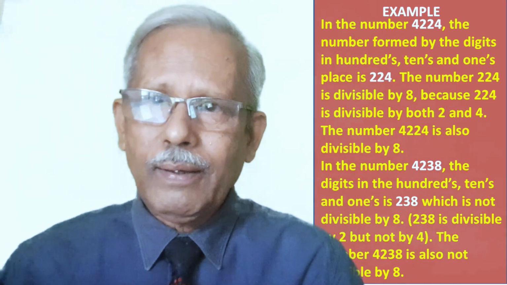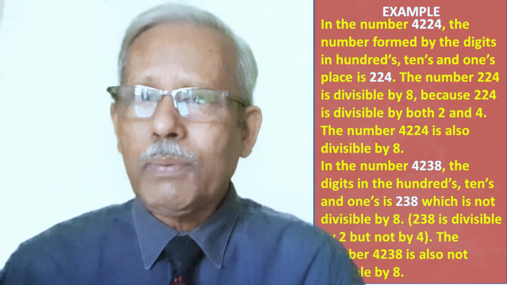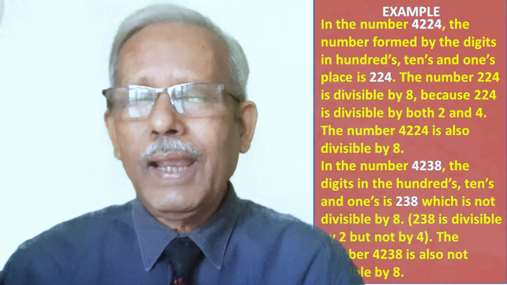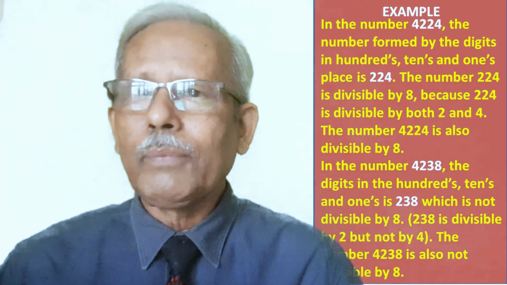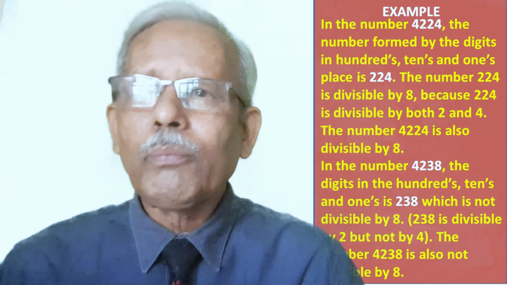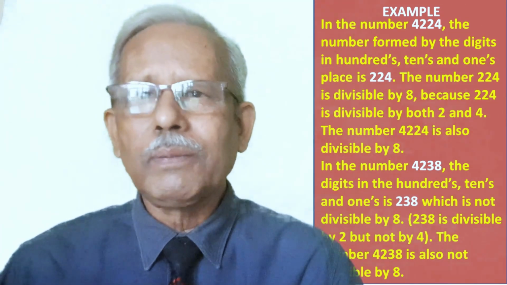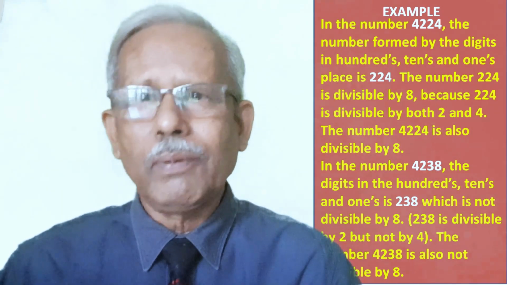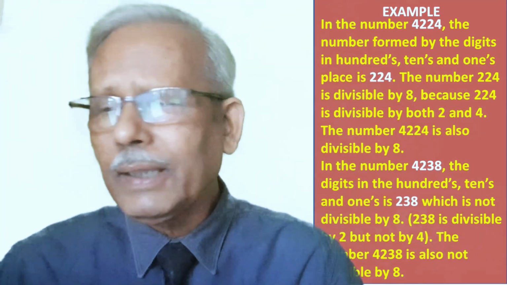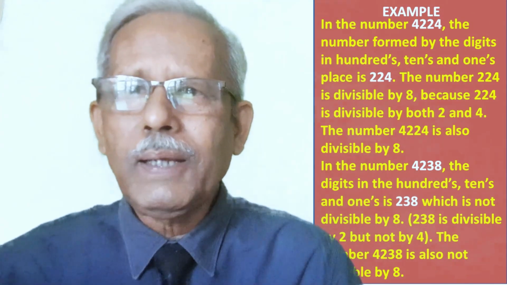The reason is, as I said earlier, if the number formed by the digits in the tens place and the ones place is divisible by 4, then the whole number is divisible by 4. In the case of 238, the number formed by the digits in the tens place and the ones place is 38. 38 is not divisible by 4, and therefore this number is not divisible by 4. So it is divisible by 2, not divisible by 4, therefore 238 is not divisible by 8 and the whole number 4238 is also not divisible by 8.